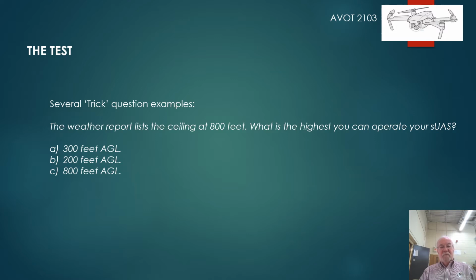All right, another so-called trick question. Weather report lists the ceiling at 800 feet. What's the highest you can fly your UAS? See, they're asking for comprehension, right? You might say 400 feet. But no, you remember this VFR weather minimums. You have to have 3-mile visibility. You have to stay 500 feet below the cloud. So now you got to go through and subtract 500 feet from the 800, and that gives you 300 feet. Answer is A.